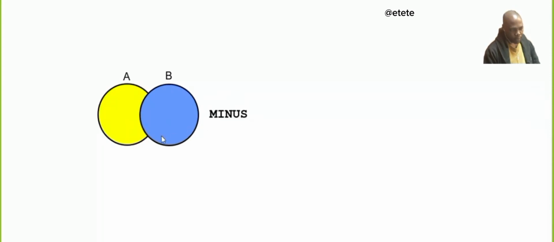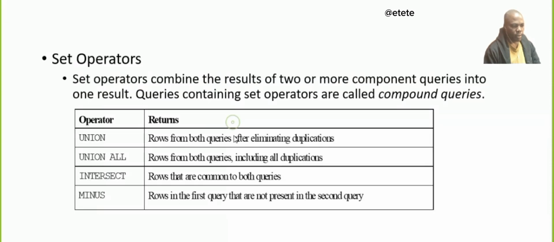Now they have the minus. The minus, so this is the first query, this is the second query. So it will remove everything from the second query. It will remove it from the first query. So what is remaining is what is going to return. That is what minus is. So the first query minus the second query. So that is what this write-up is telling you.